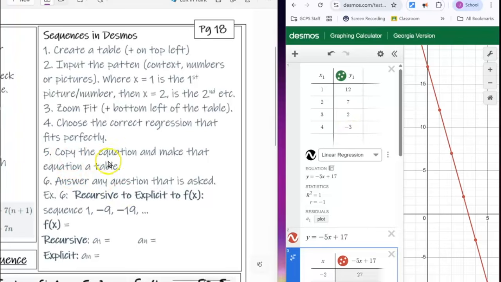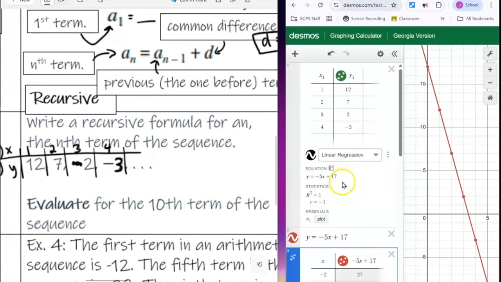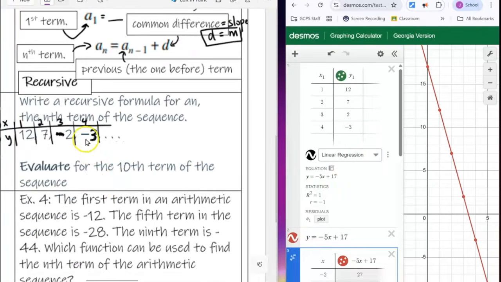Okay, so now I've done that. Now answer any question that is asked. Those are the steps, basically, for any sequence that you're given. Now I'm going to go back here and answer the question that I'm asked.